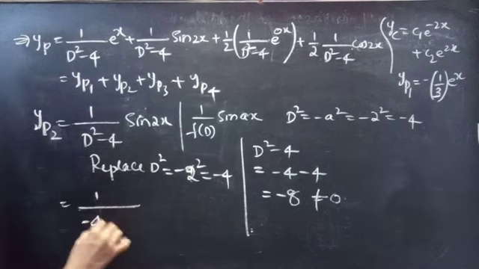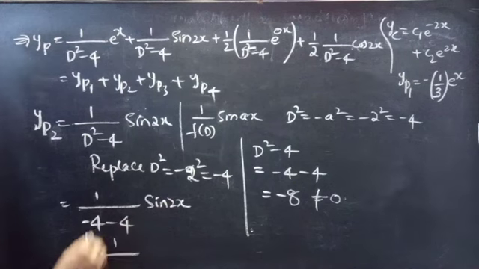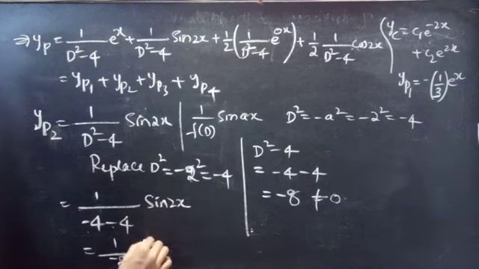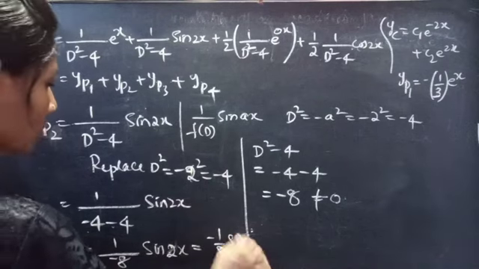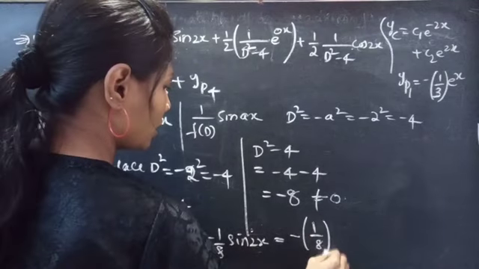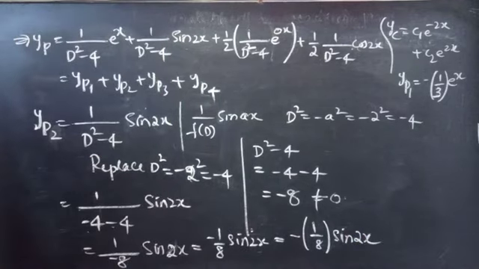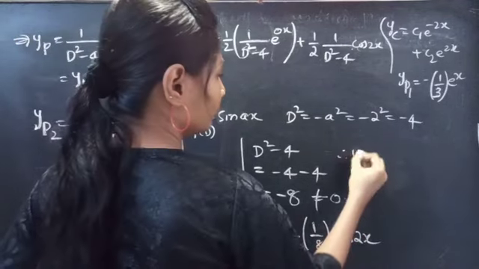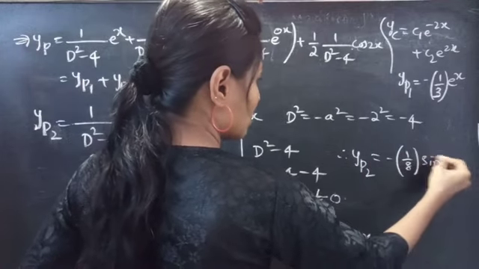1 by minus 4 into sin 2x, which is equal to 1 by minus 4 is minus 8 into sin 2x, which is equal to minus 1 by 8 into sin 2x. Or you can write it as minus of 1 by 8 into sin 2x. Therefore, yp2 equals minus of 1 by 8 into sin 2x.